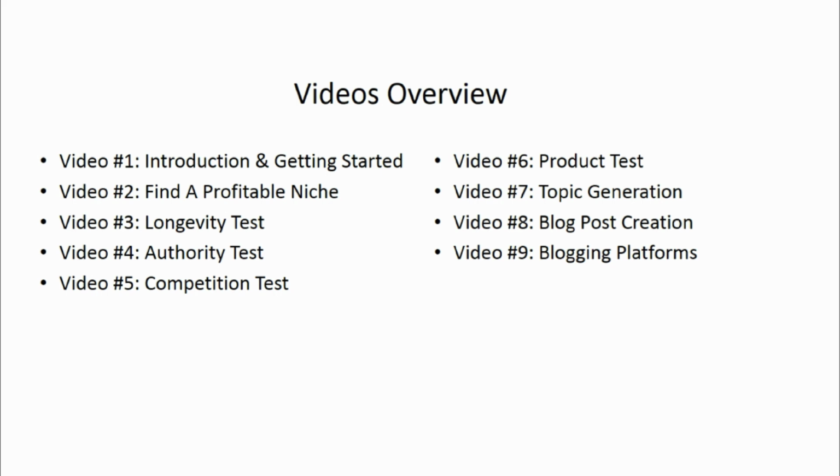Video 1 is the introduction. Video 2 is finding a profitable niche. Video 3 is a longevity test. Video number 4 is an authority test. Number 5 is a competition test. And number 6 is a product test. So videos 1 through 6 will help you figure out if you have a profitable niche that can actually last for a decade or more.